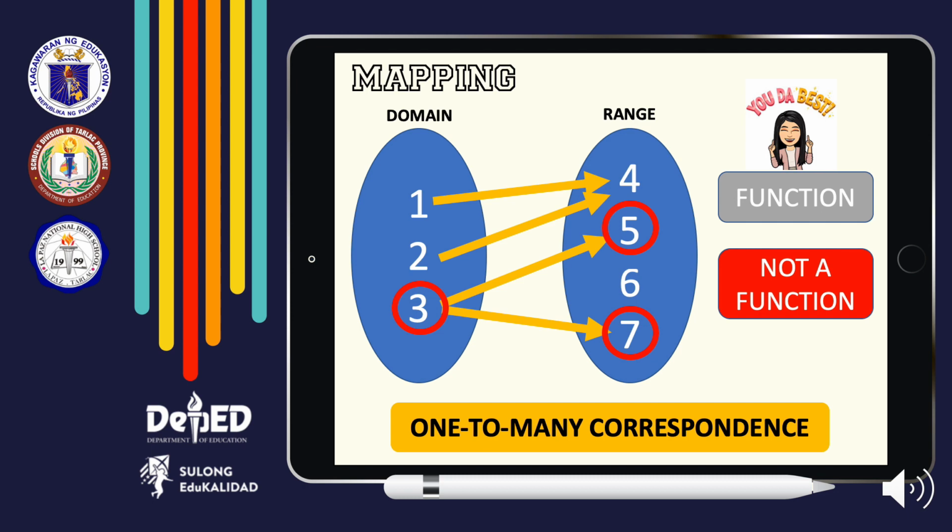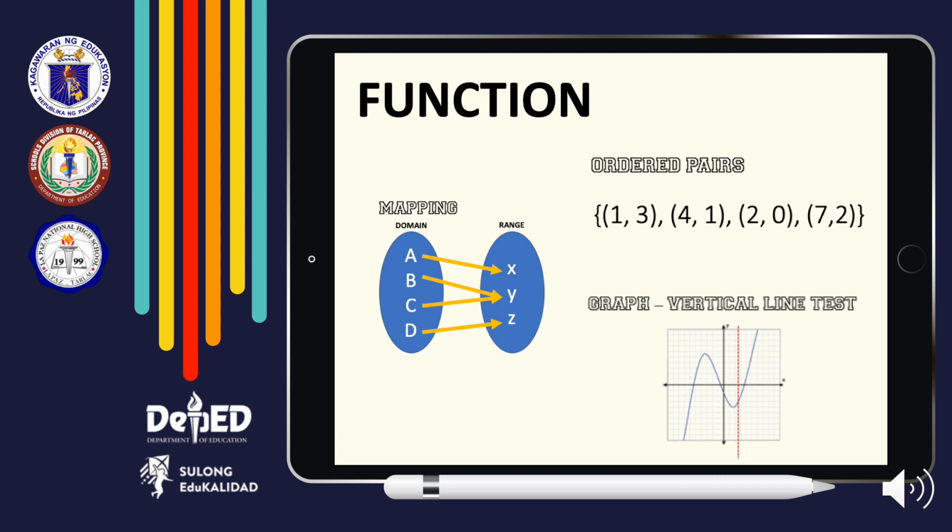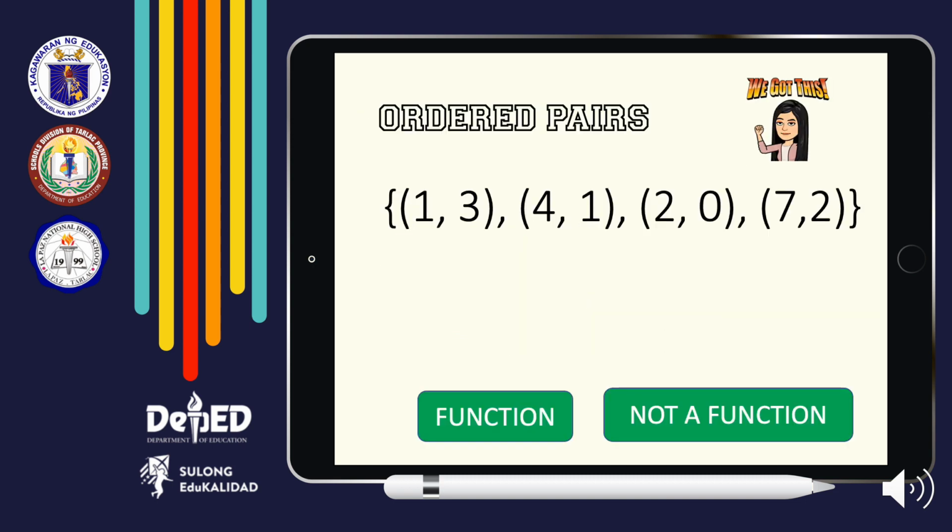Now let's move on to another way of determining functions, by set of ordered pairs. Now this is easy. First step, let us identify the x and y elements of the given set. So we have 1 as x sub 1, 3 as y sub 1, 4 as x sub 2, 1 as y sub 2, 2 as x sub 3, 0 as y sub 3, 7 as x sub 4, 2 as y sub 4.